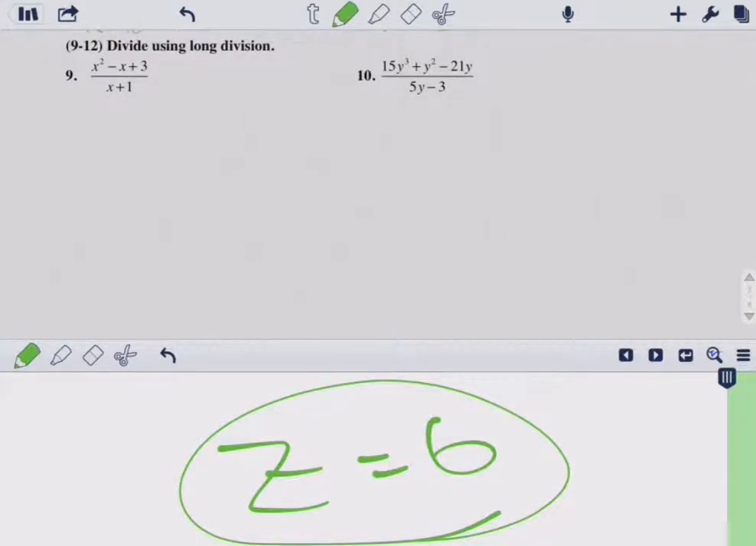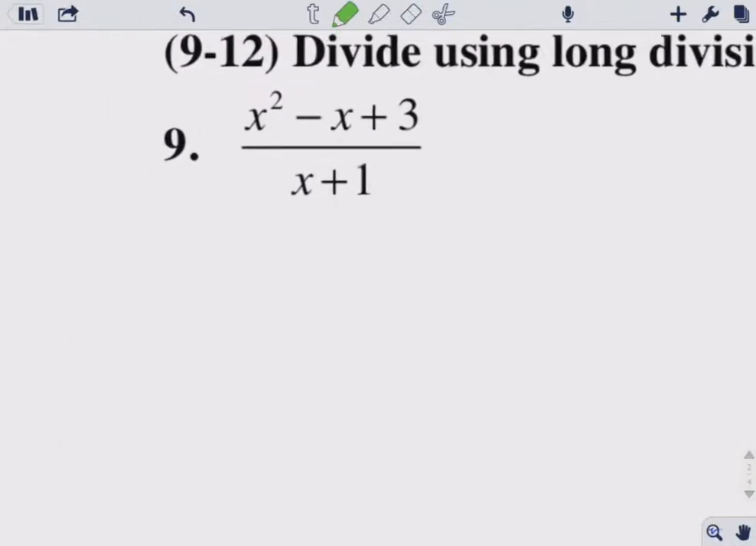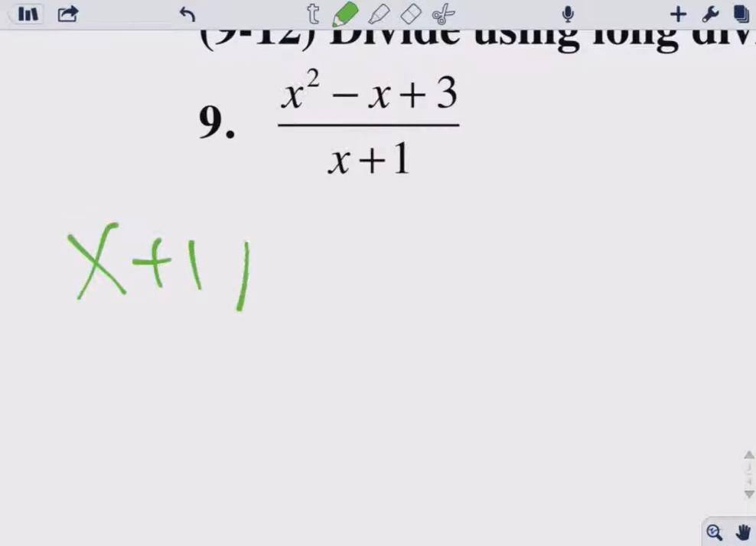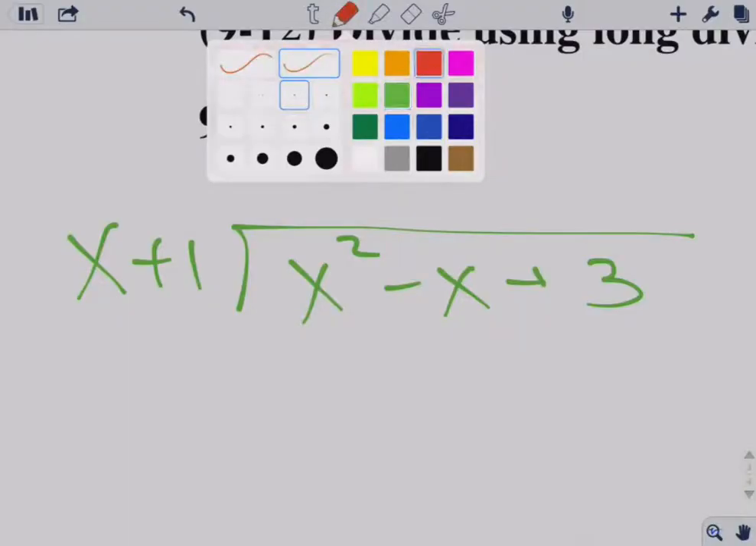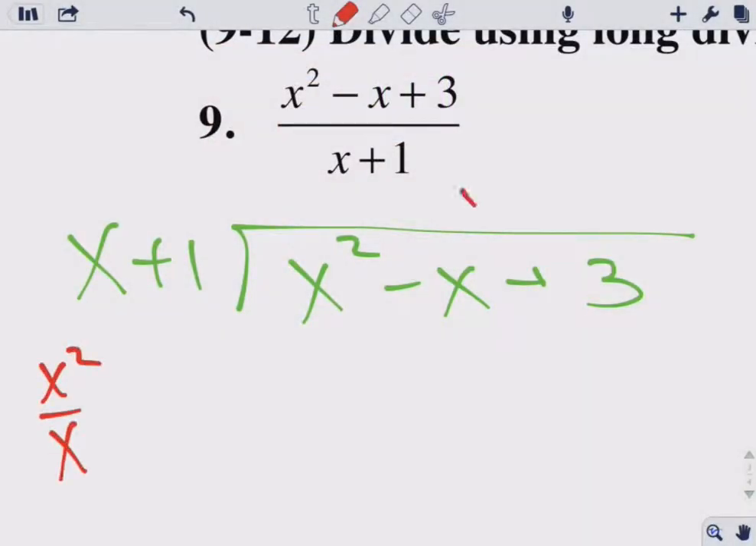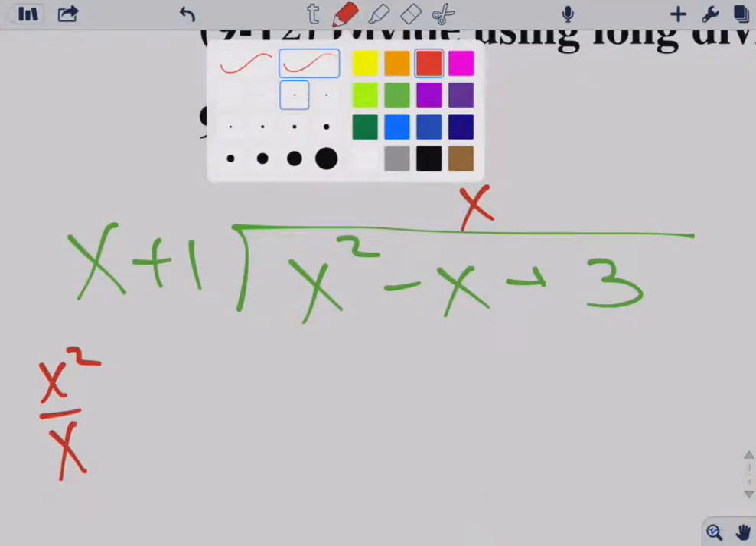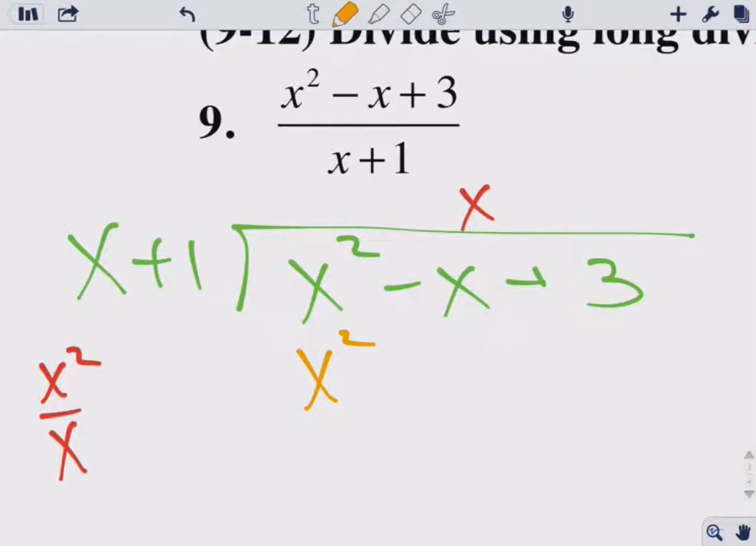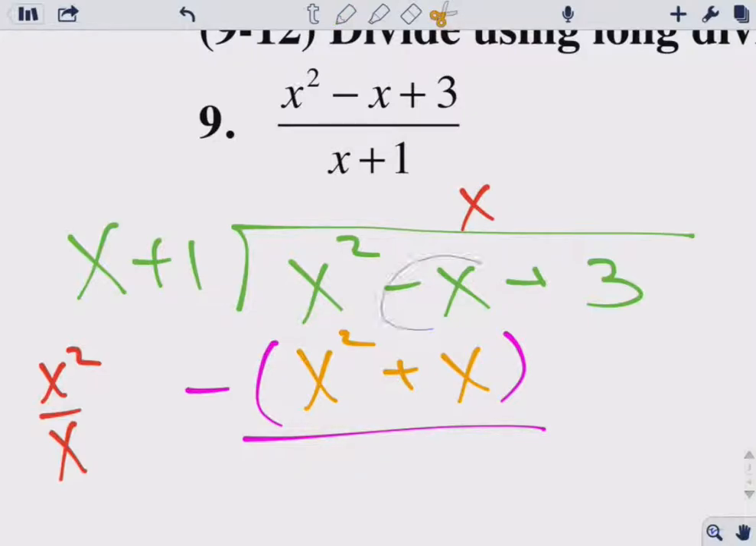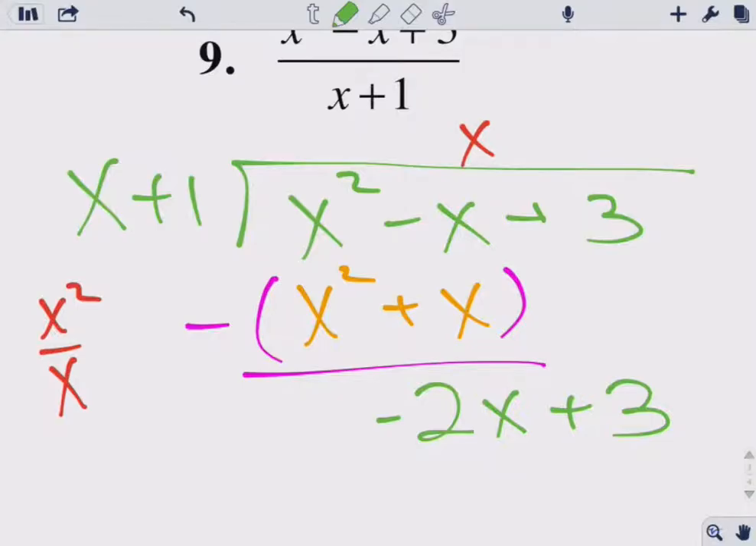That's 8 and 9. Now we're going to divide using long division, so I'll zoom in for these. So x plus 1 into x squared minus x plus 3. I do x squared over x, that gives me an x. I multiply the x times the x plus 1, I get x squared plus x. And now I subtract going down. The x squareds cancel. Negative x minus positive x gives me a negative 2x. Bring down the 3, and I do the same process over again.